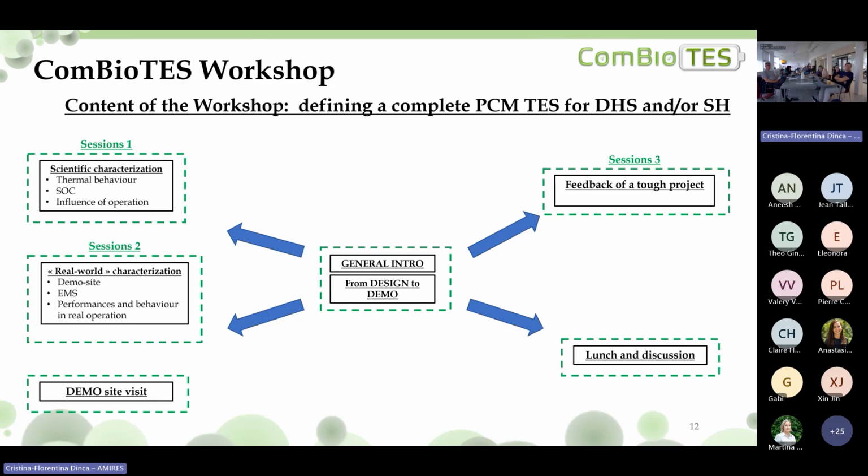Then we have a second session presented by people from DTU about the real-world characterization of the same prototype. So you will have the two aspects of this music prototype in perfectly controlled condition and in real condition. Then we have a session 3 with people from the work package 6, I mean the techno-economic elements. So they will present some elements obtained during the project and some tool developed during the project.